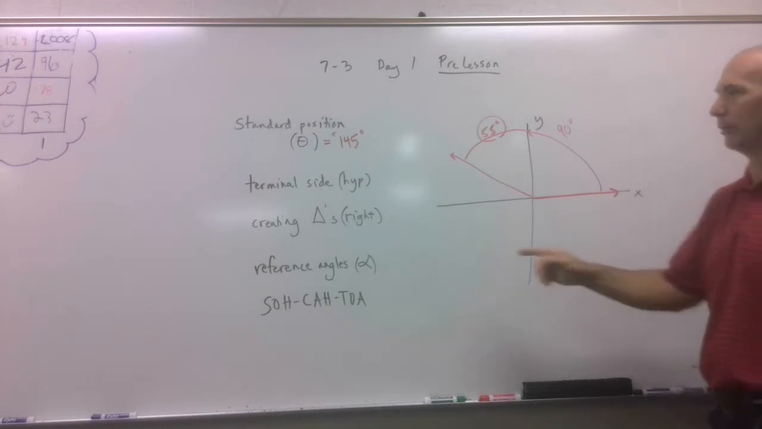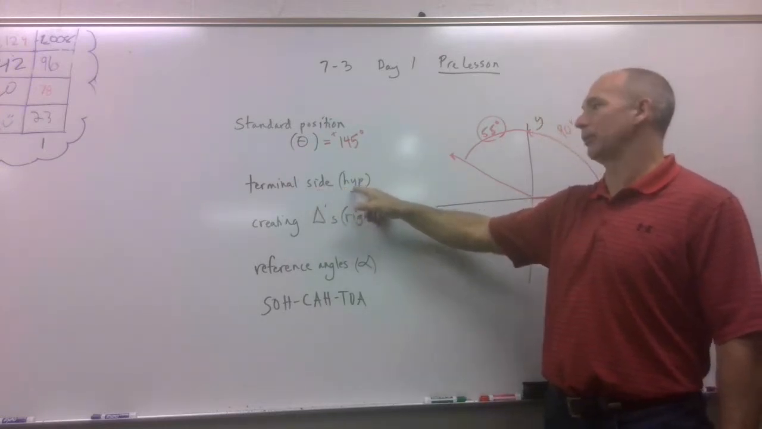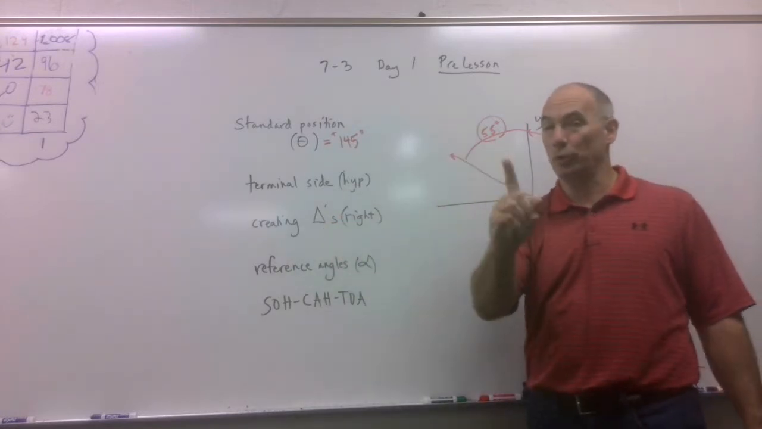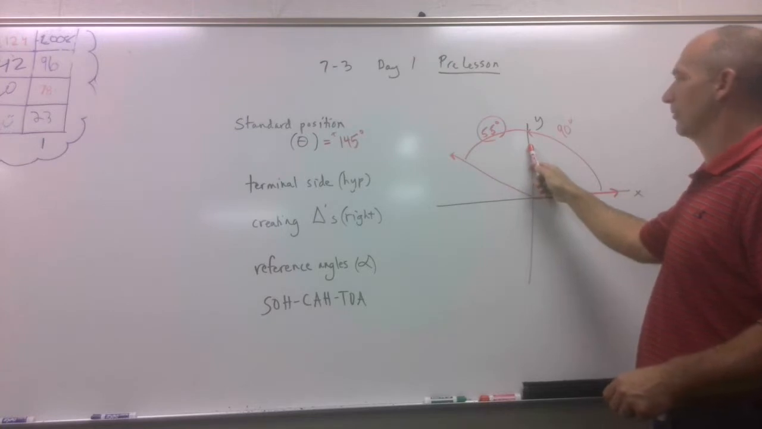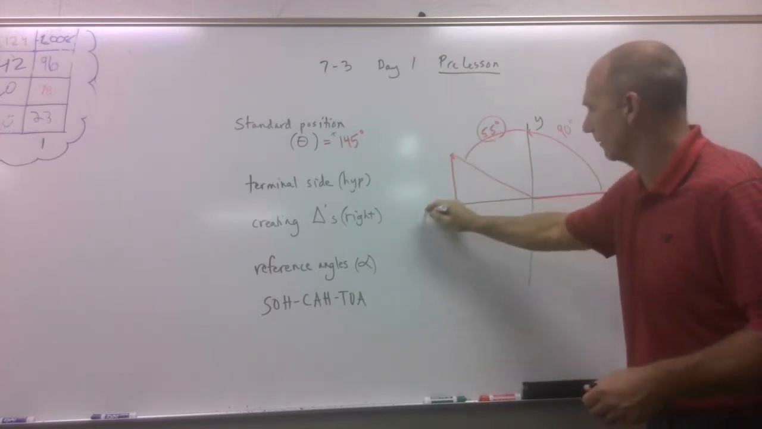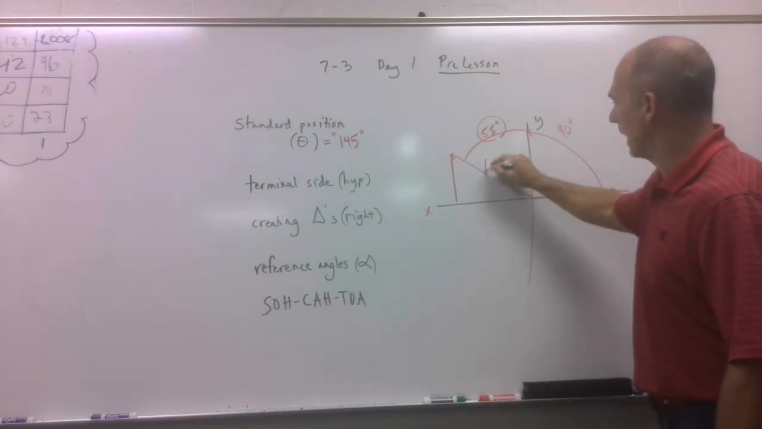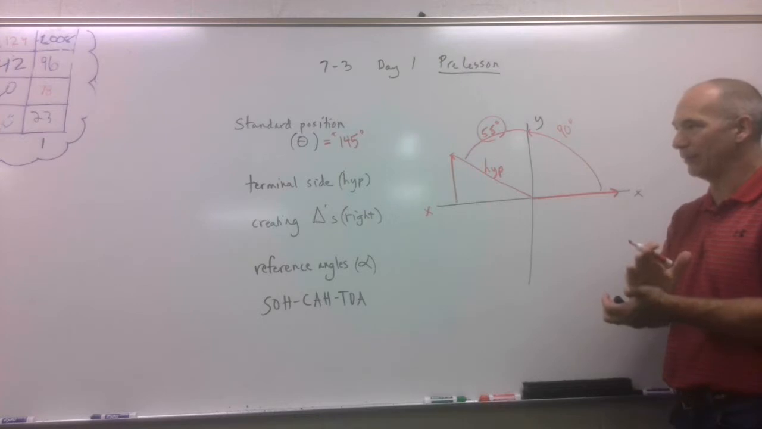Now let's talk about the terminal side. It's going to be my hypotenuse. What do you mean hypotenuse? Well, I'm going to create a triangle. Remember the golden rule? Don't you ever, ever, ever come back to the y-axis to create the right triangle. You always come back to the x-axis. Now this is my hypotenuse, which we've said is always, always, always positive.